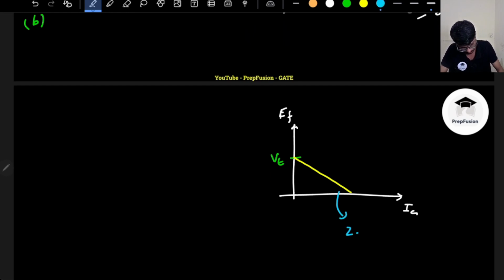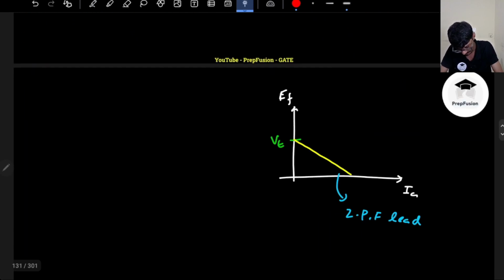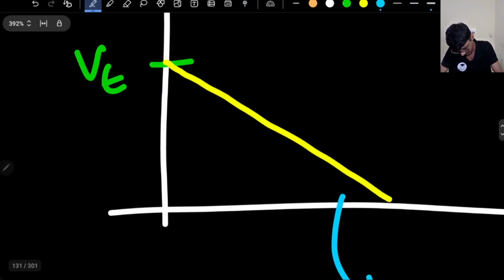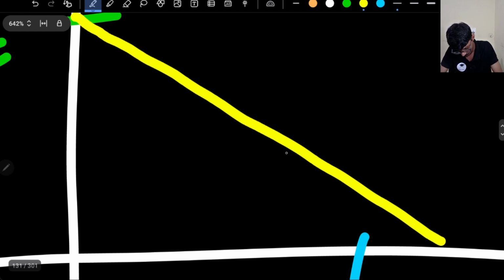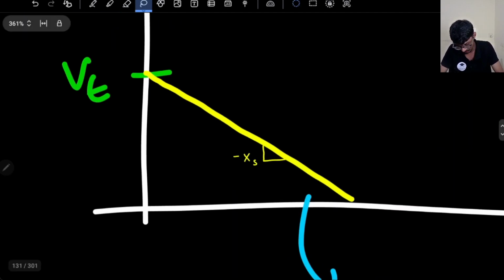Zero power factor, just hold on. 0 power factor lead. What will be the slope? The slope will be minus XS. Okay. Slope will be minus XS.